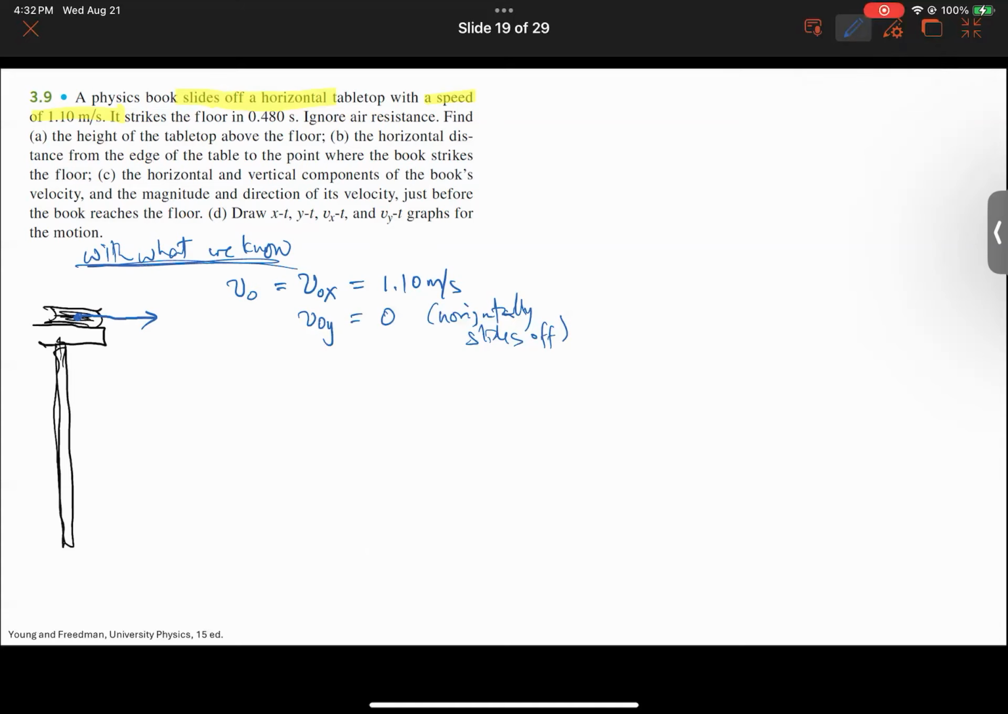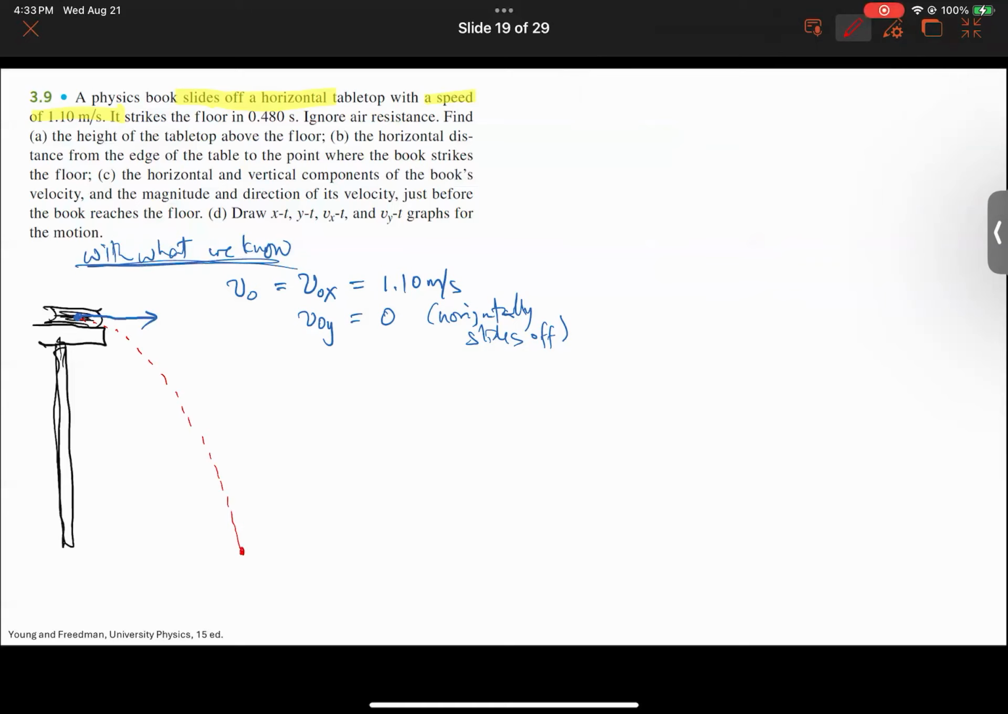That is also the physics. The book slides horizontally, and the implication in terms of physics is that it has no y component of initial velocity. It only has an x component of velocity. Then, of course, the book will fall. It will have a parabolic trajectory.